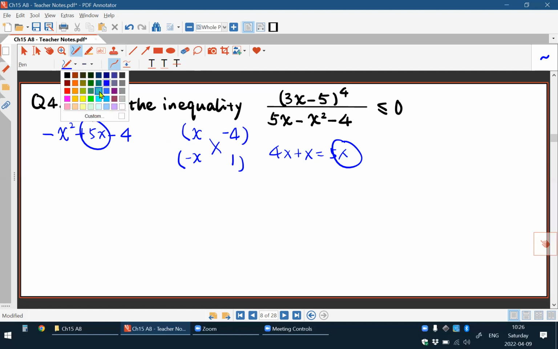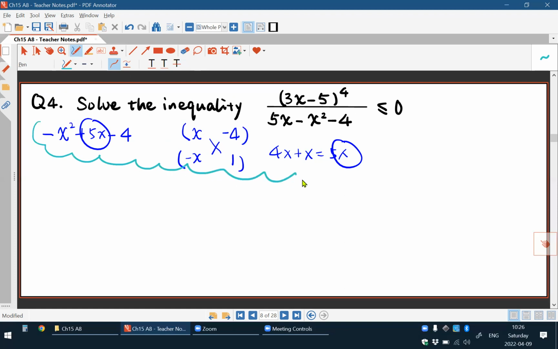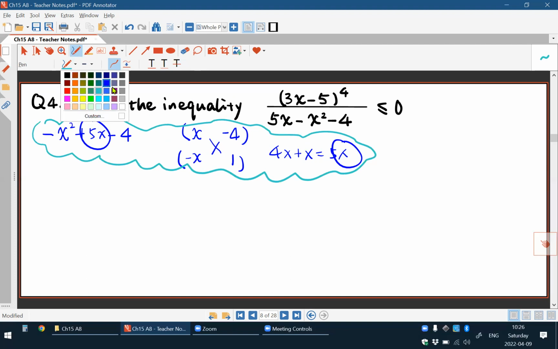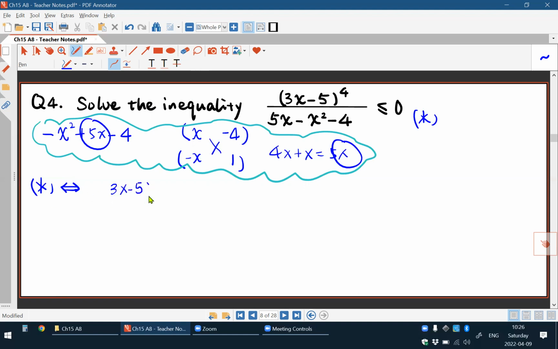Of course, this work should be done on a scratch paper. You don't have to write it here. You only need to write the final result of the factoring. So you can write it from here. The original expression is equivalent to, first of all, 3x minus 5 to the power 4 over the factored form, right? x minus 4, then minus x plus 1, right? Then this is less than or equal to 0.